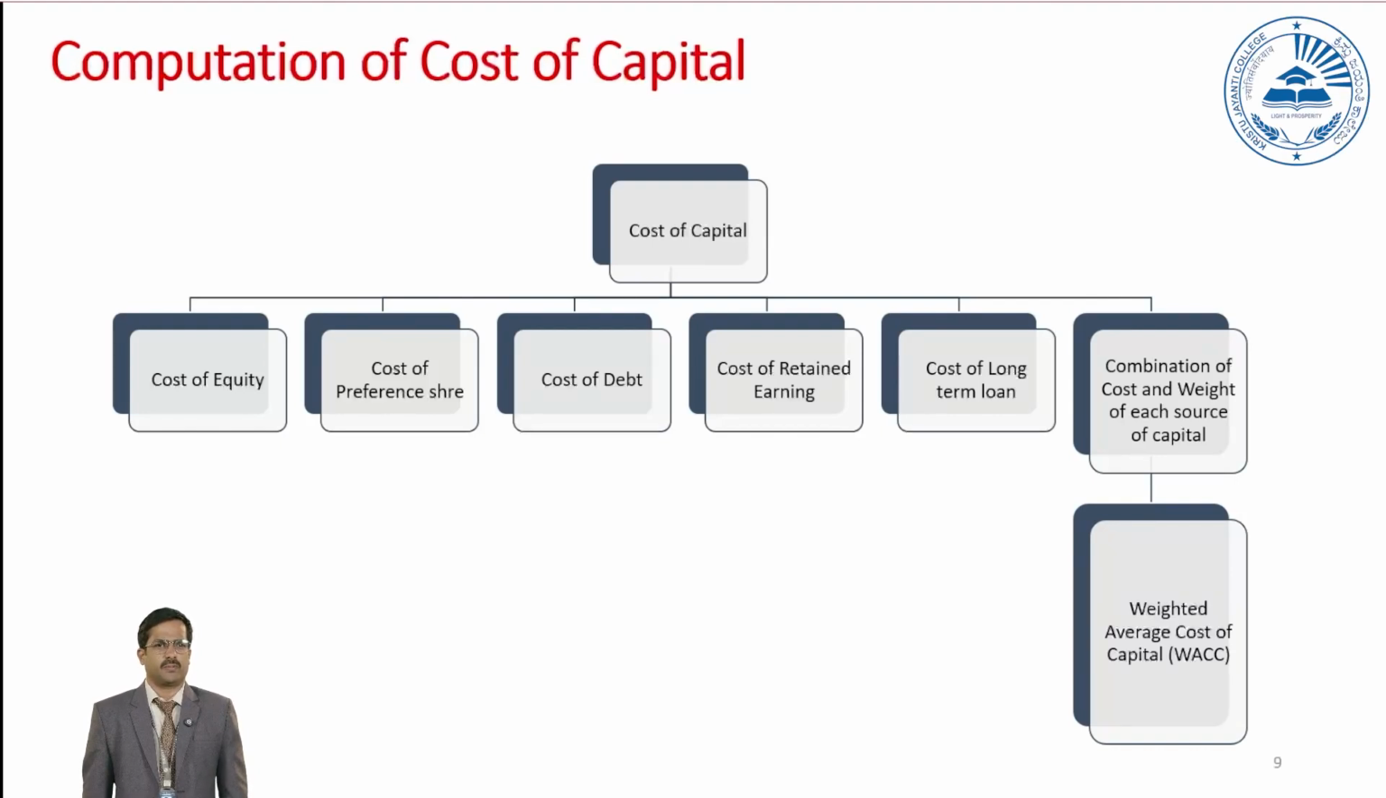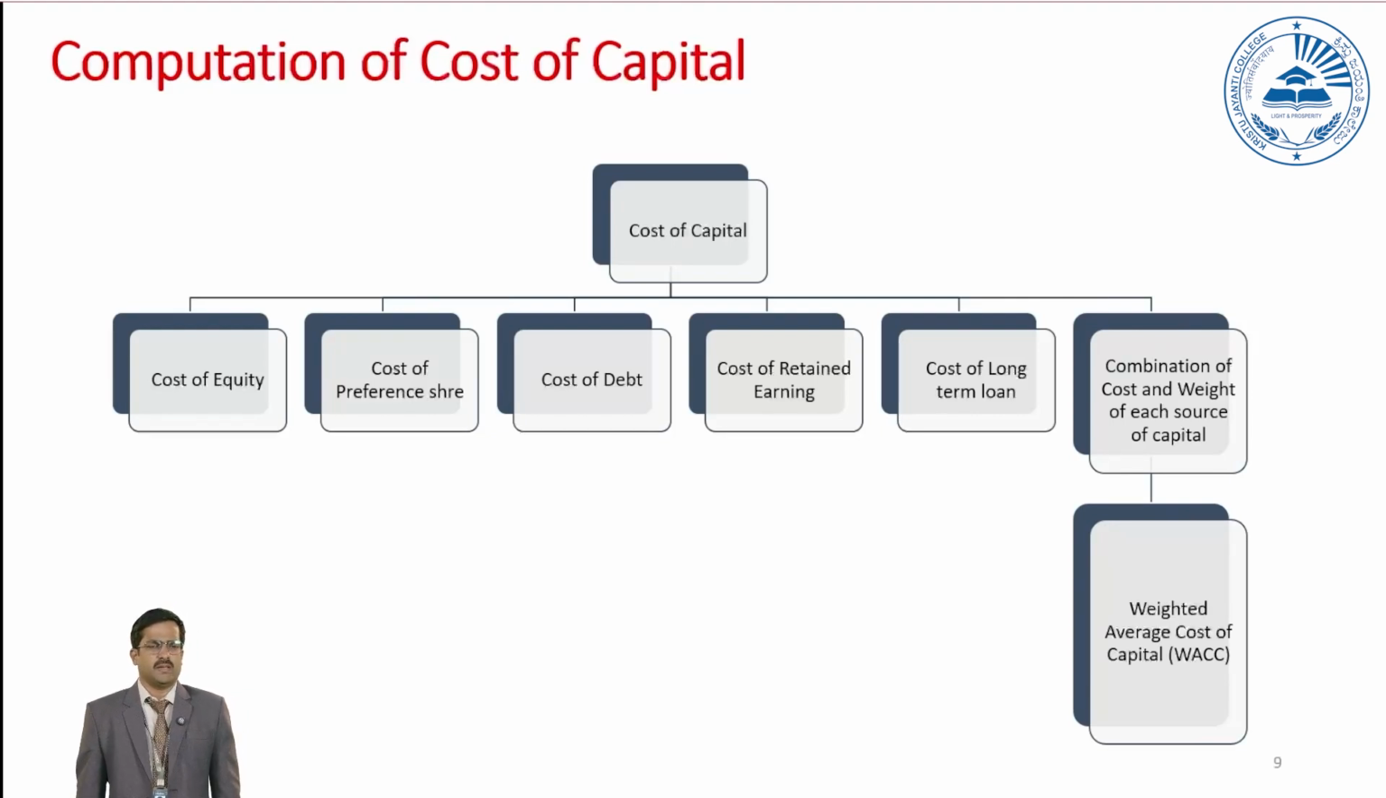The second one is the cost of preference shares. There are two types of preference shares a company can issue: redeemable preference shares and irredeemable preference shares. Redeemable preference shares means today the company is going to issue them with a maturity period given for those shares. After some years, for example after 8 or 9 years, the maturity will be over, and at that time you are going to get the principal amount.